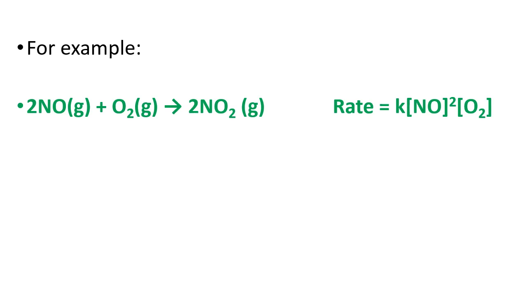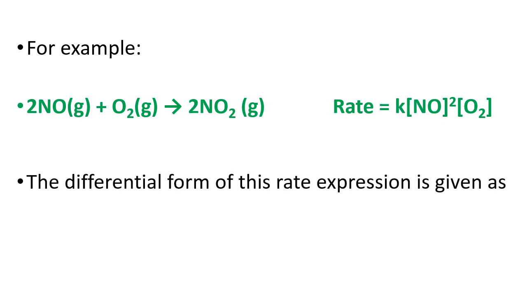For example, 2 molecules of nitrogen monoxide gas react with 1 molecule of oxygen gas to give 2 molecules of nitrogen dioxide gas. The rate for this reaction is rate = k [NO]² [O₂]. The differential form of this rate expression is given as dR/dt = k [NO]² [O₂].